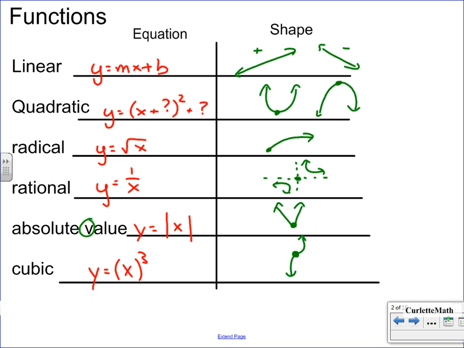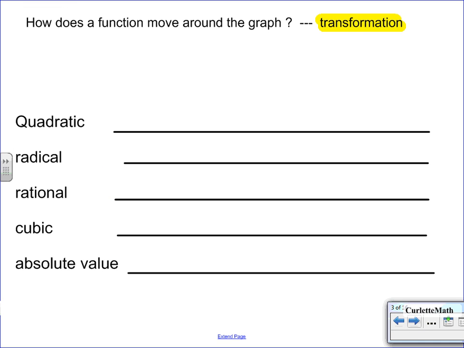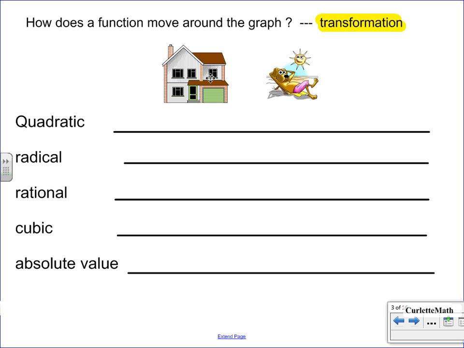So how do these shapes move around a graph? How do we take the shapes and graph them? Well, what I like to think about is how we move this function. The function has a house and outside the house. When you're inside the house, we don't want to listen to our parents. We always want to do the opposite of everything we're told when we're in the house. But when we get outside the house, we lay on the beach, and we do the same thing we always want to do.